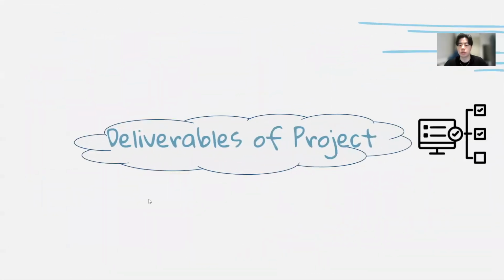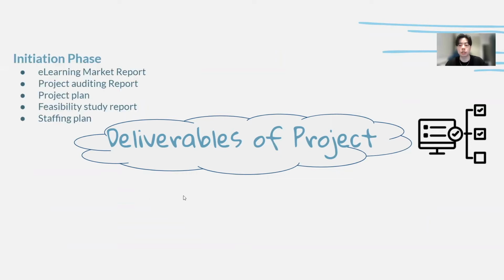Thanks, my teammate Xiang, for the introduction. Next, I will talk about another content of our project to you guys. The first part is the deliverables of the project. According to the different stages of the project, we need different deliverables. At the initial stage, the main deliverables are the market report, project plan, and also starting plan.